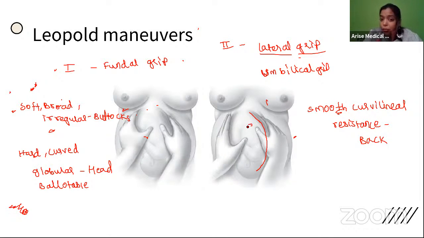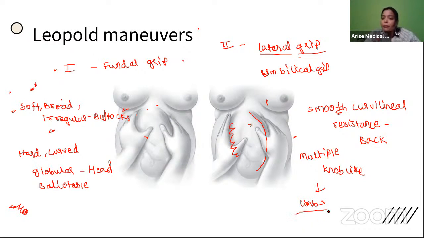If you feel multiple knob-like structures, then it is limbs. Whichever side you feel the back, that is the side where you will have the fetal heart rate. So that's the lateral grip or the umbilical grip. Next, let's go to the next one.